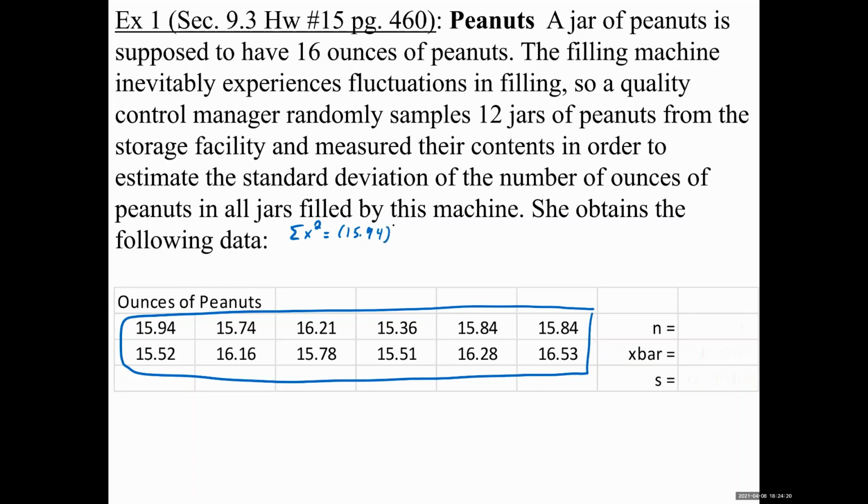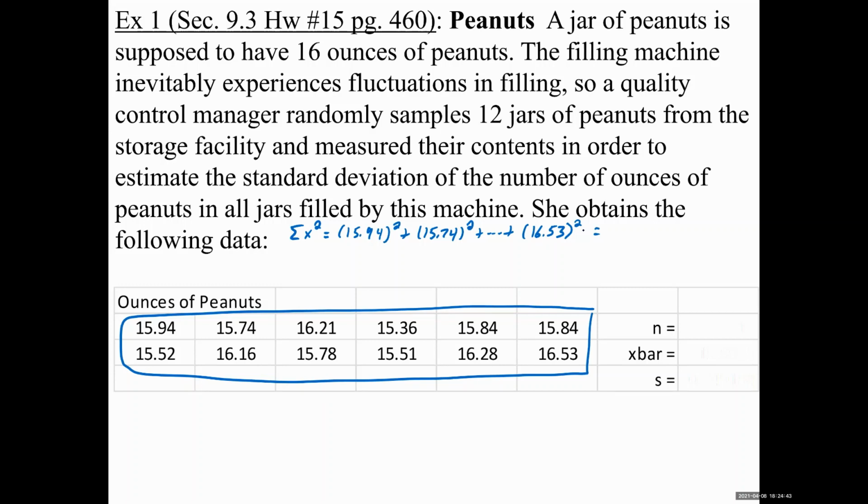15.94 squared plus 15.74 squared. Okay, so this is me taking you back to the second day of class. How do you find standard deviations? You square each number and then add them up. That's the first sum you've got to find. All right, give me a second to do that.